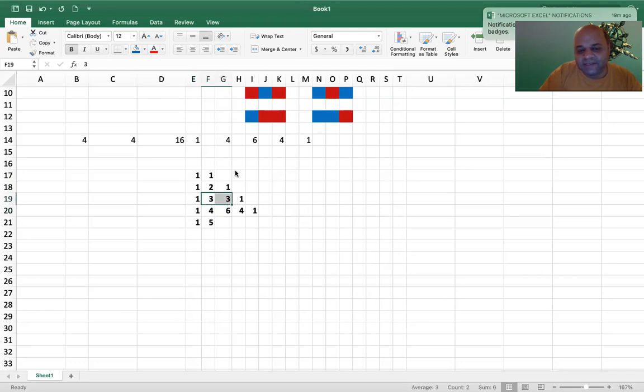And how much is this? 6. That is what you are getting here. How much is this? 4. Again you are getting here. And this is same as 1. So you are getting here. So you know that the last one will always be 1, and only it will keep increasing in length, right?